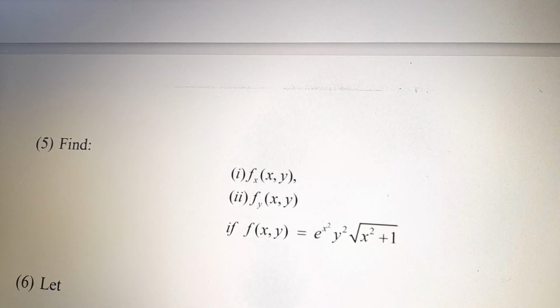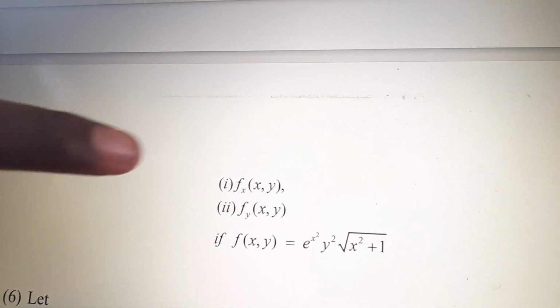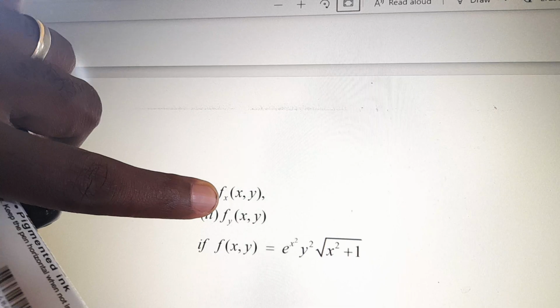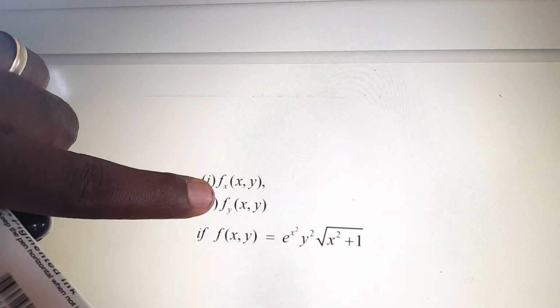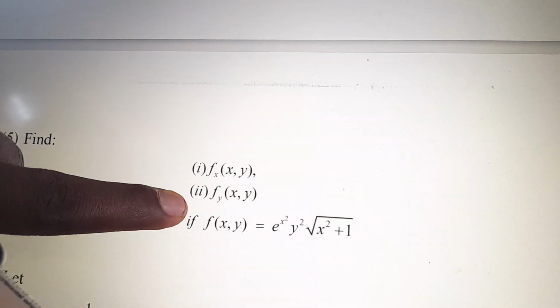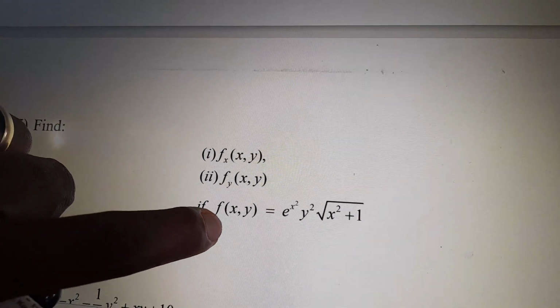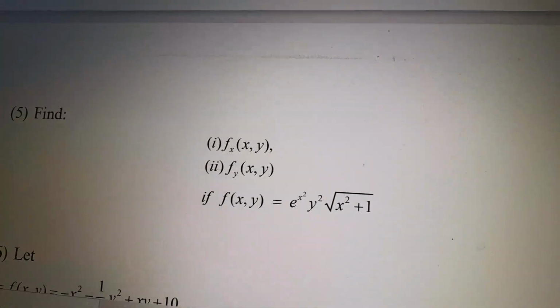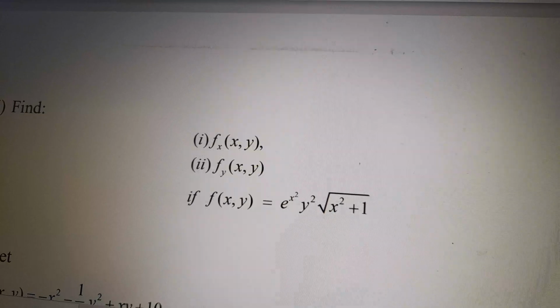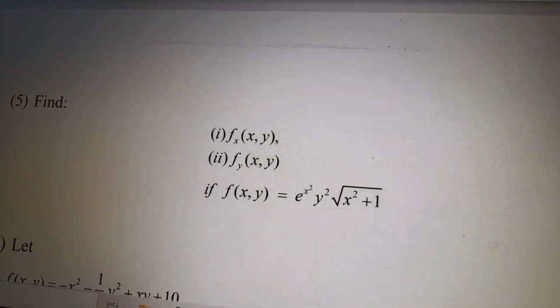Our question number 5 says that we should find the partial differentiation of the function f with respect to x, that's part i, then part ii: find the partial differentiation of the function f with respect to y, if the function f dependent on x and y is given as e exponent x squared times y squared times the square root of x squared plus 1.